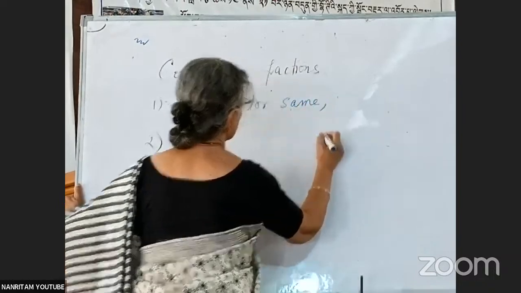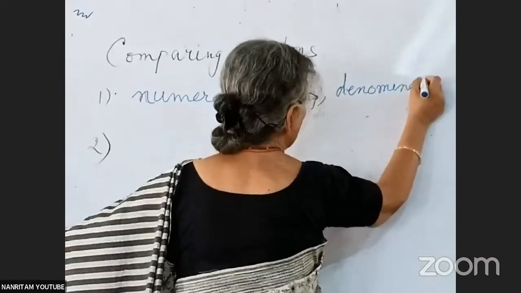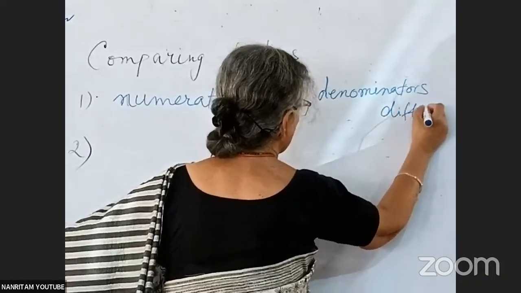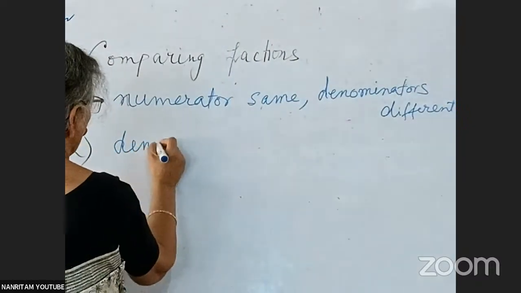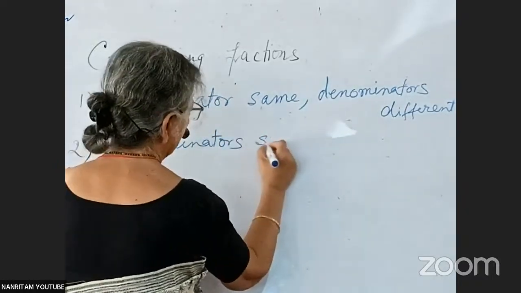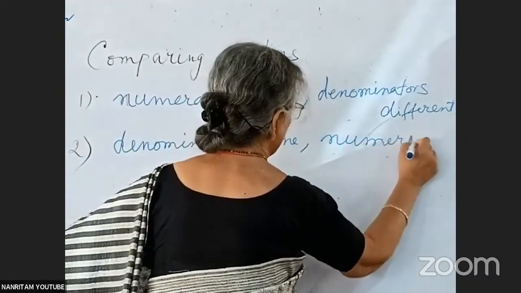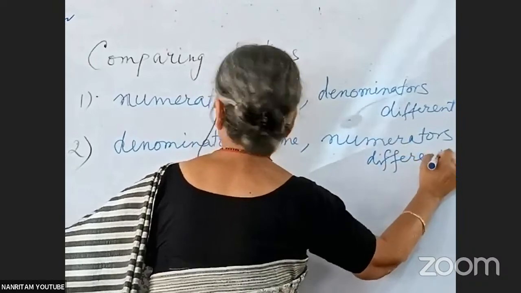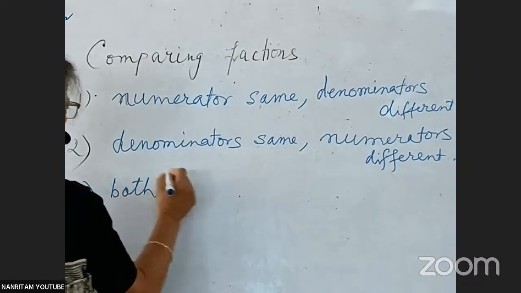Denominator division. Different children find it a little difficult initially. Denominator division. The second one is denominator staying. Numerator division. And other numerators, denominators are different.